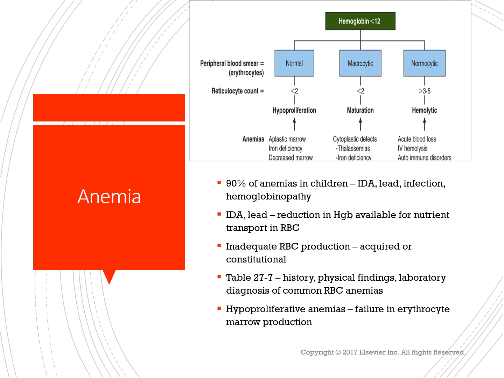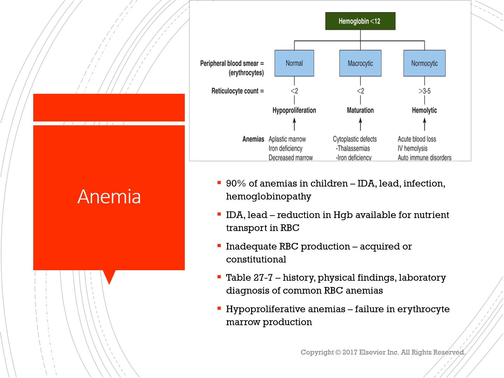If we have a macrocytic red blood cell, and again that retic count is less than 2, then we're looking at issues with maturation. And so we may have some cytoplastic defects like thalassemias or iron deficiency. And then if we have a normocytic red blood cell, but our retic count is greater than 3 to 5, then we're looking at hemolytic issues.